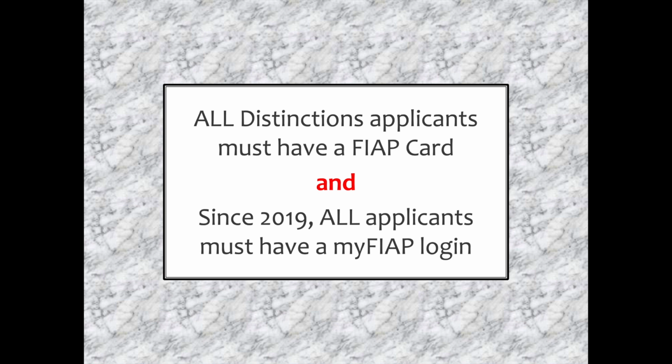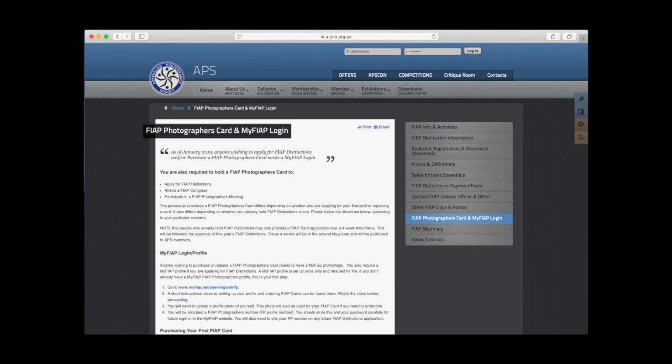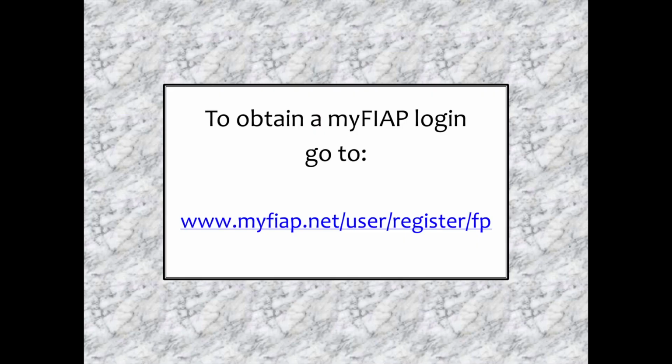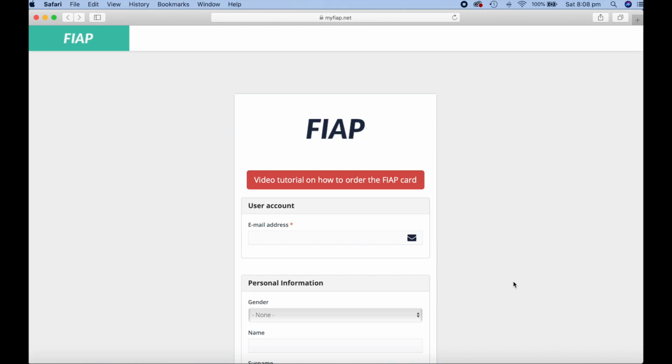The information regarding how to get a MyFIAP login is written in document FEA1 that you should have got from the APS website when you downloaded the distinctions documents. But the instructions can also be found in the FIAP area of the APS website, along with the link to the MyFIAP registration. But I'm going to go directly to the MyFIAP website, located at this address. Setting up a MyFIAP user account is very straightforward and very intuitive.